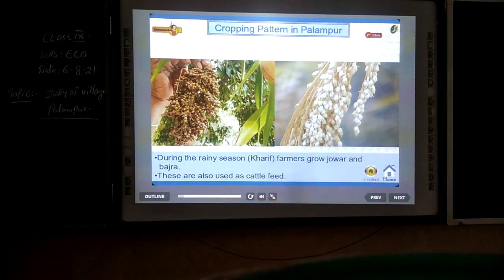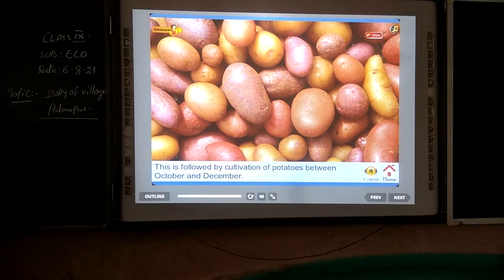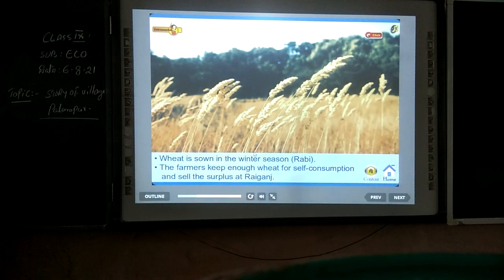Cropping pattern in Palampur. During the rainy season, farmers grow jowar and bajra. These are also used as cattle feed. This is followed by cultivation of potatoes between October and December. Wheat is sown in the winter season. The farmers keep enough wheat for self-consumption and sell the surplus at Raiganj.